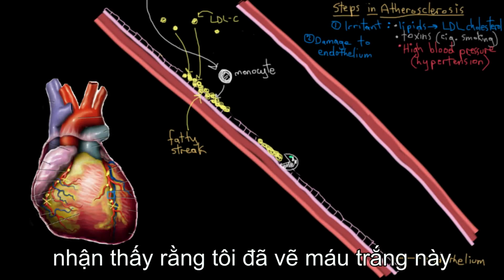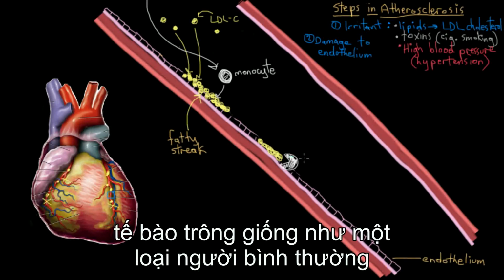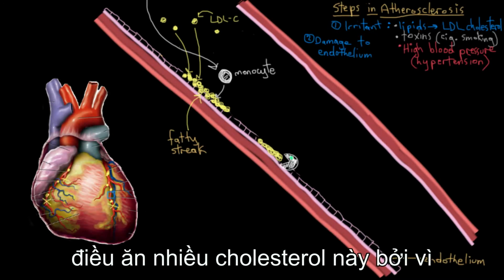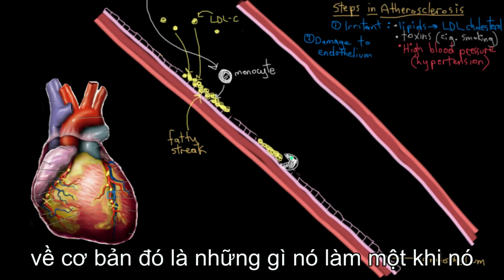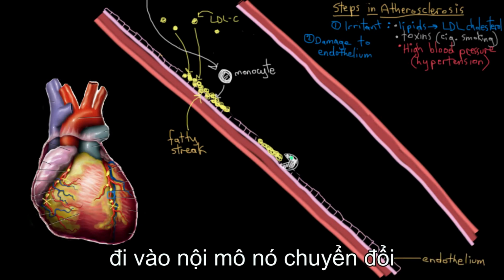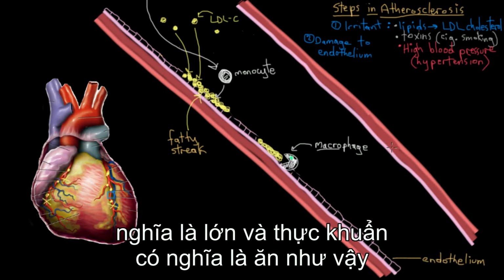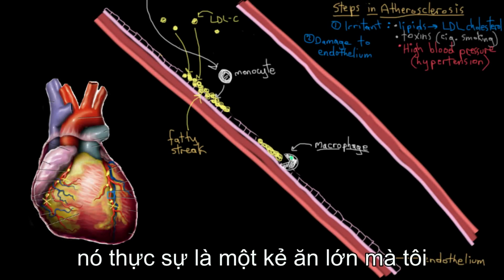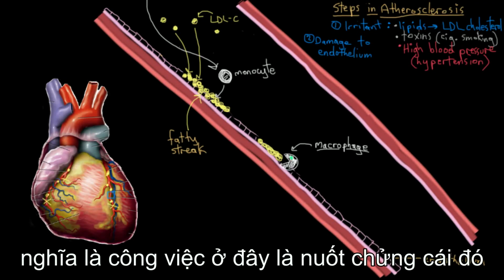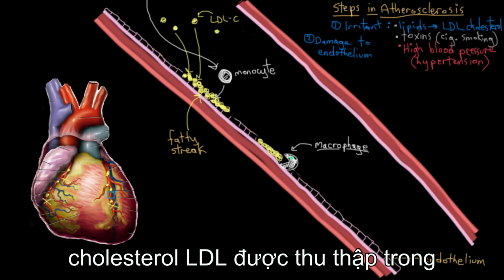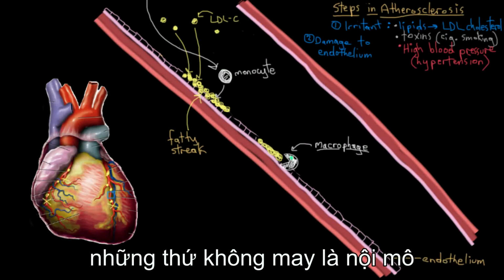So you may have noticed that I drew this white blood cell to look like a Pac-Man sort of thing, eating up this cholesterol, because that's essentially what it does. Once it gets into the endothelium, it converts into something called a macrophage. Macro meaning big, and phage meaning to eat. So it's really this big eater. Its job here is to devour that LDL cholesterol that's collected in the endothelium.